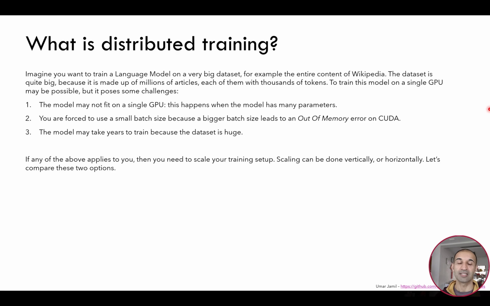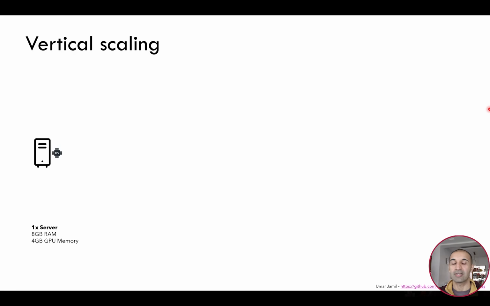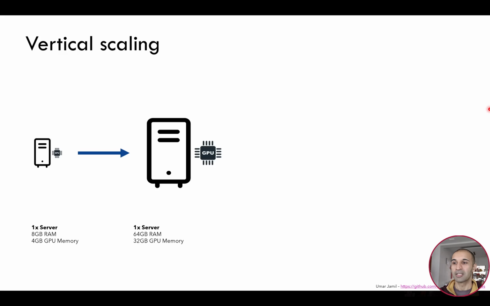Or you are forced to use a small batch size because a bigger batch size leads to the out of memory error on CUDA. Or the model may take years to train because the dataset is very big. If any of the above points applies to you, then you need to scale up your training setup. And scaling can be done vertically or horizontally. Let's compare the two options. Vertical scaling means that you have a single machine, for example, a single GPU, which has some RAM and the GPU has some memory, for example, 4 GB. Vertical scaling means that you just buy a bigger computer or a bigger GPU. So you take the existing machine and you upgrade the hardware.